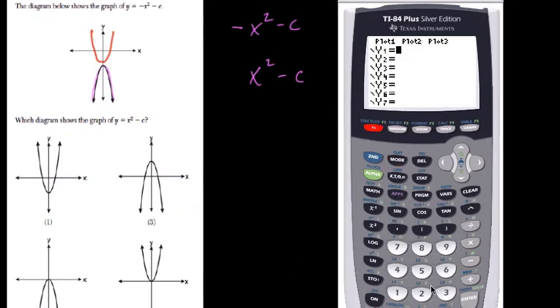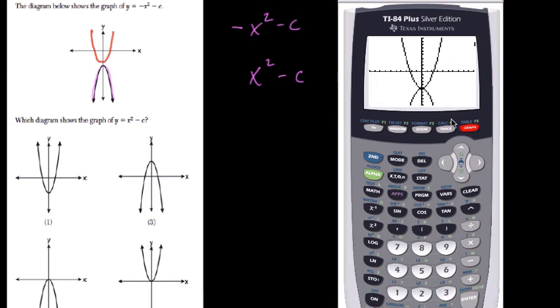Press the y equals button, negative x squared, and then minus c. That'll give us a c, so I'll just choose 1. I'll make it more dramatic, let's say 5. And then the opposite of negative x squared, so x squared, right? And then keep the c value the same, so minus 5, enter, and then graph it. You can see it right there.